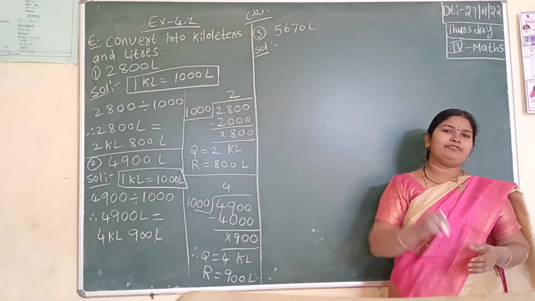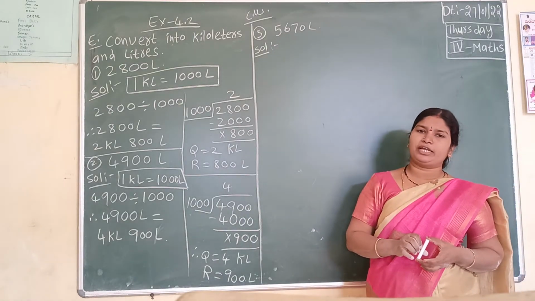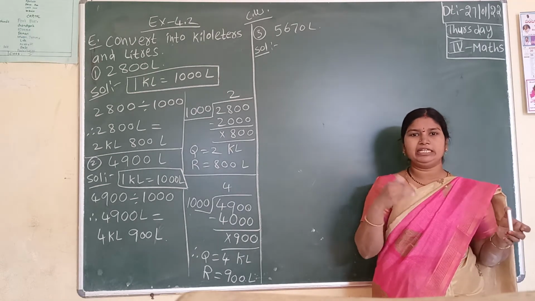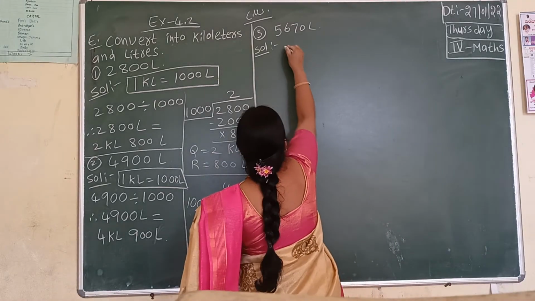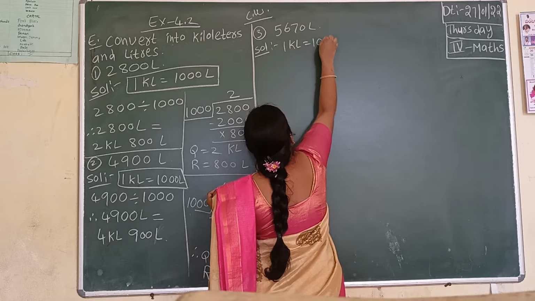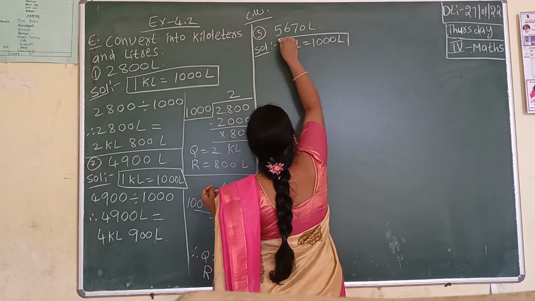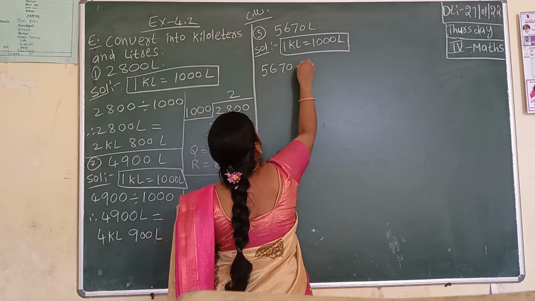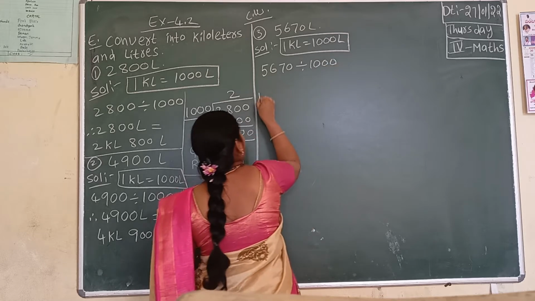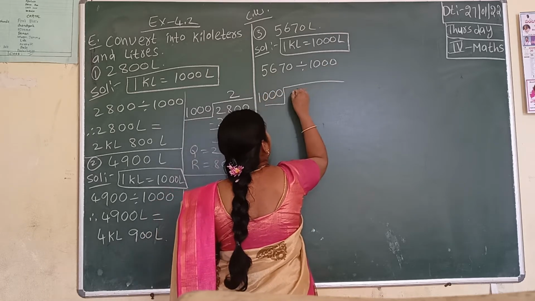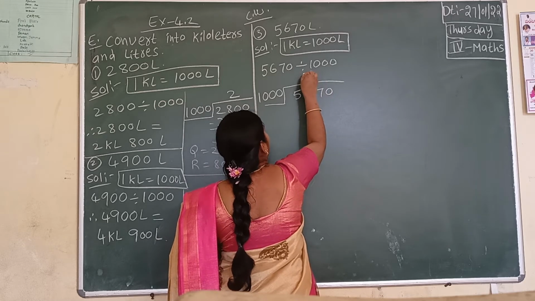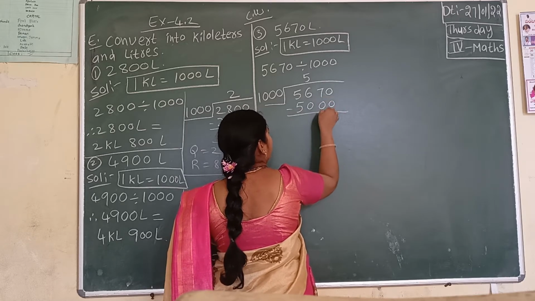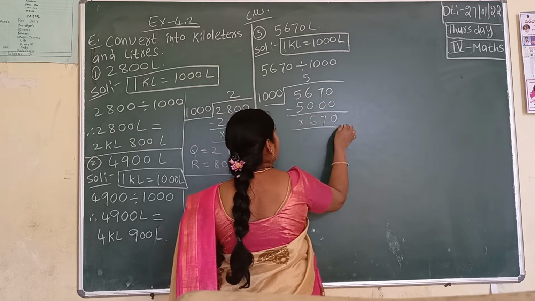Here, first of all, after writing the question, you have to write down the formula which we are taking, that is which is in our heading, kiloliters and liters. Take that one only. 1 kiloliter is equal to 1000 liters, and you have to do the division with the 1000. In the 1000 table, we get 5000, 1000 fives are 5000. Do the normal subtraction. 7 minus 0 is 7, 6 minus 0 is 6, 5 minus 5 is 0.